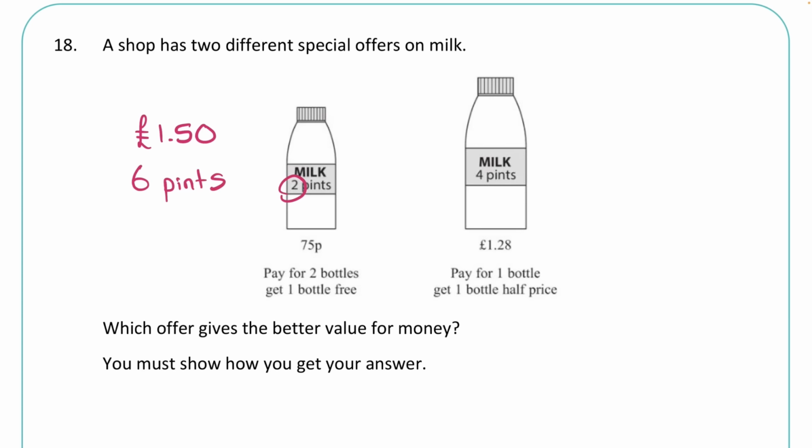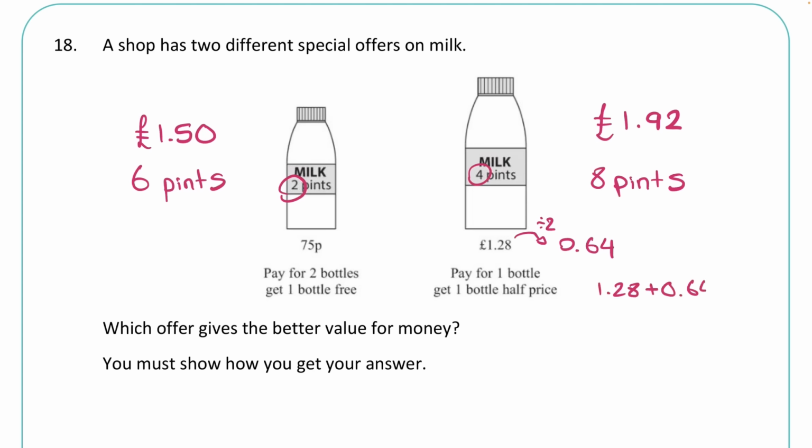The second one, pay for one bottle, get one bottle half price. Well, if we pay for one and get one bottle half price, we're not getting 4 pints, we're going to get 8 pints. We just need to work out what we're going to pay for those 8 pints. So £1.28, the half price version, if we divide this by 2, 1.28 divided by 2 is equal to 0.64. And if we add that back to the £1.28, that's going to cost us in total £1.92. There we go. Now write that working out down. We've got £1.28 plus 0.64.